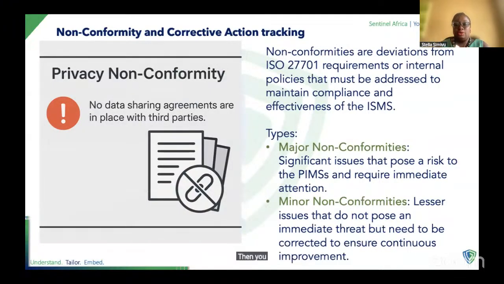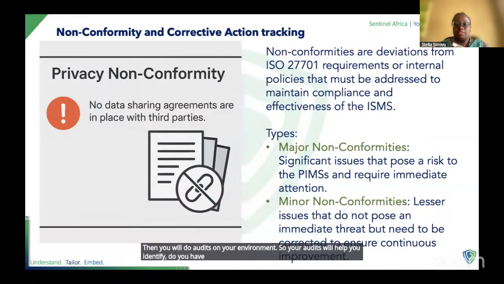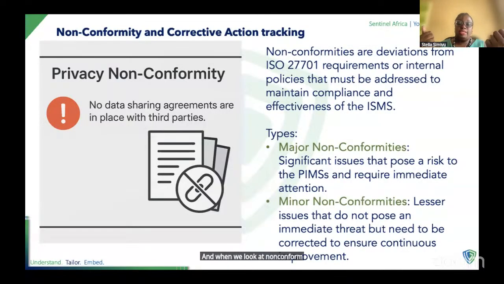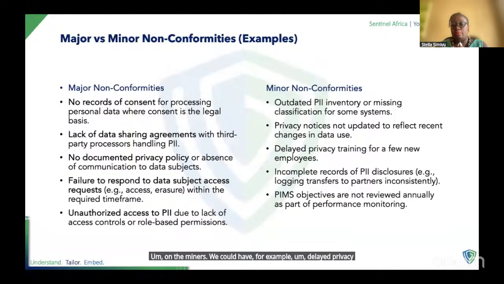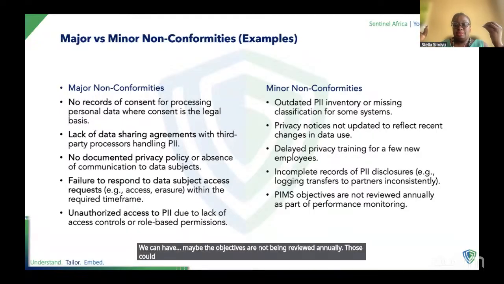Then you will do audits on your environment. Your audits will help you identify whether you have non-conformities, and when you look at non-conformities, are they major or minor? So this gives you an example of major versus minor non-conformities. If, for example, we have no records of consent, that could be a major non-conformity. If we have no documented privacy policy, it could be a major non-conformity. On the minors, we could have, for example, delayed privacy trainings for a few employees. Maybe the objectives are not being reviewed annually. Those could be minor non-conformities.